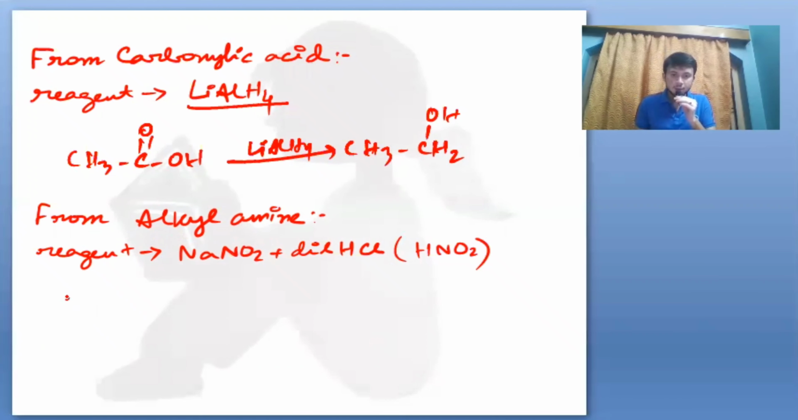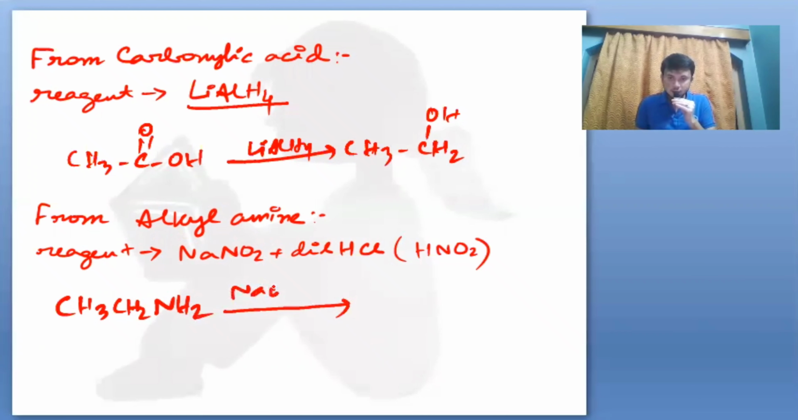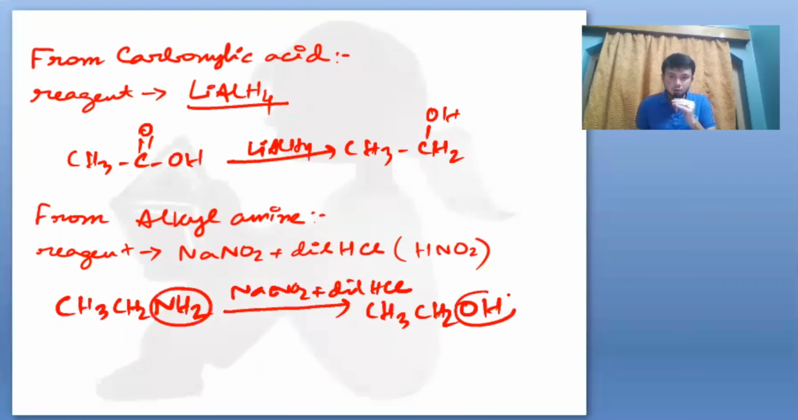Now there is from alkyl amine. So what is alkyl amine? That is, if an amine group is added to an alkane in place of one of its hydrogens. So let us take this example here. So if we give this reagent here, okay, it gives us CH3CH2OH. That means in place of NH2, the OH will be added.